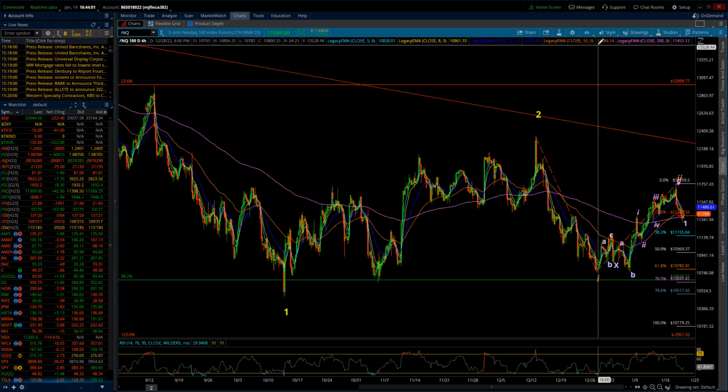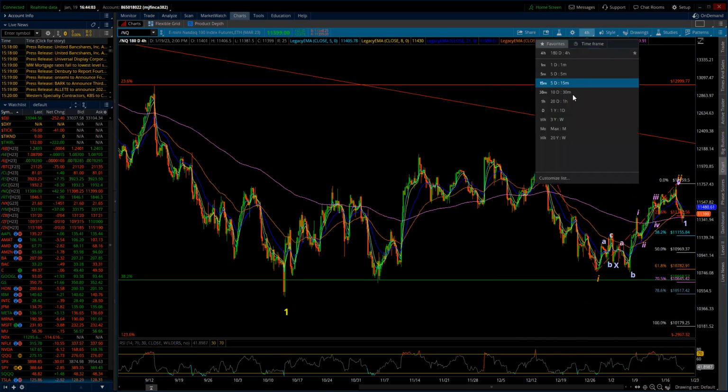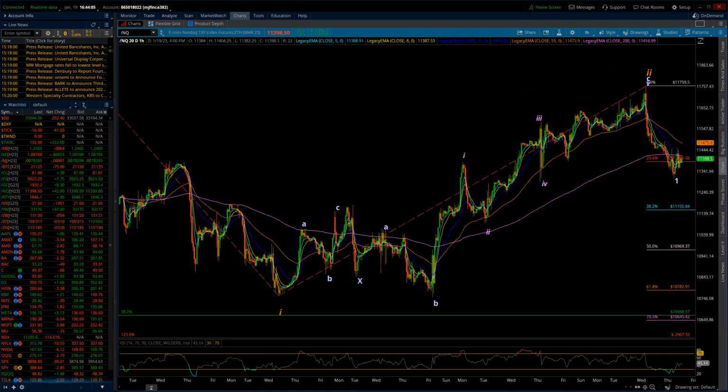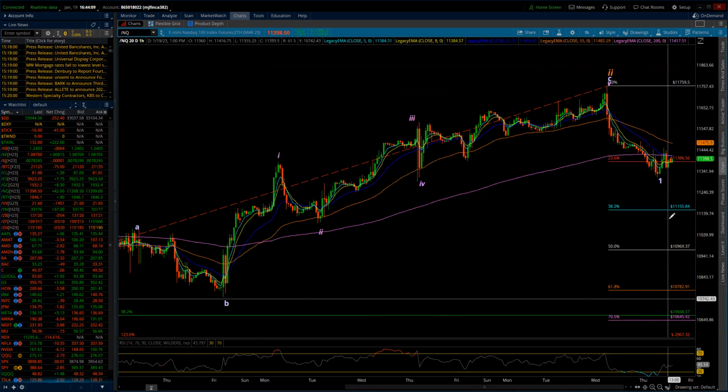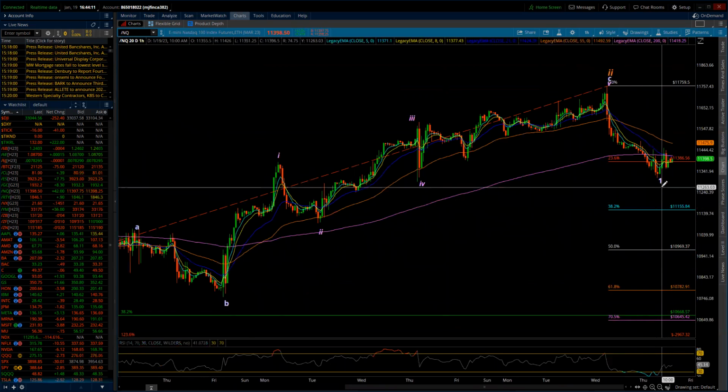And within that minor third wave, back down to my hourly chart, and again, open this up just a little bit here so we can look inside. We have completed minute wave 1.